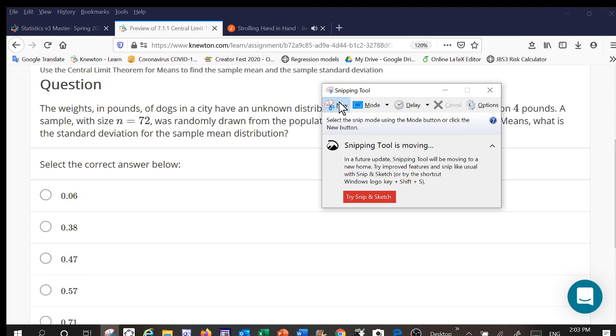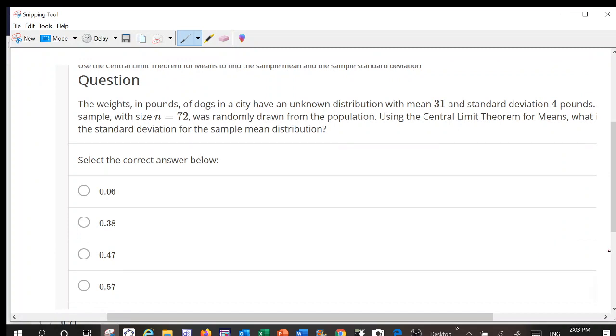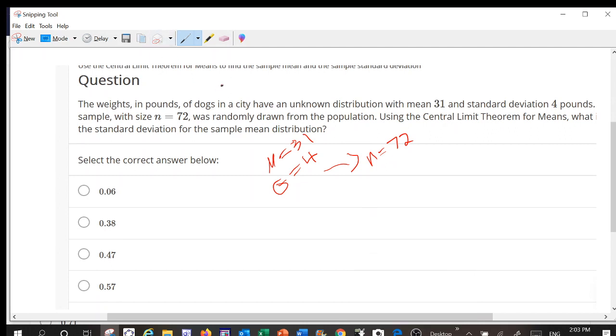Again, let's see if we can do this one more time. Let's create a table we can write on. It's a good area to write on. So here we have the weights in pounds of dogs in a city have an unknown distribution with mean 31. So the mean of the original population is 31 and standard deviation is 4. Now, samples with size n equals to 72 are taken, and what is calculated for the means. There's a means here, so we're going to put x bar is calculated.